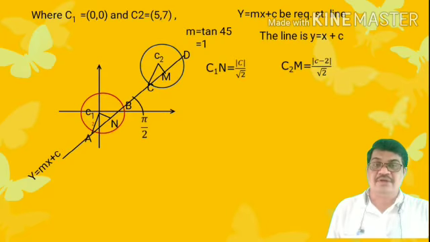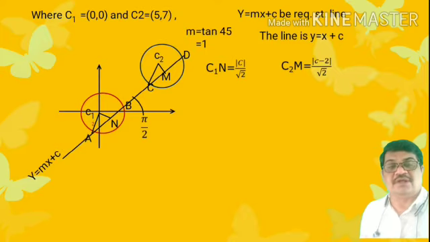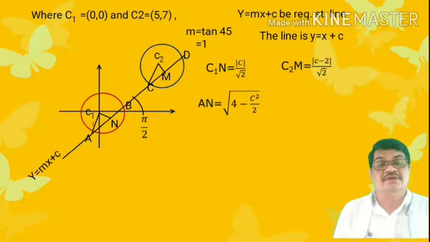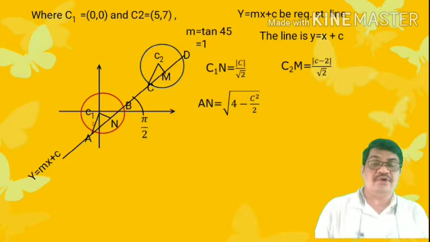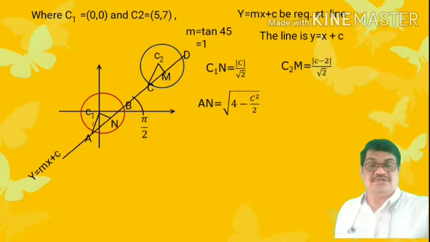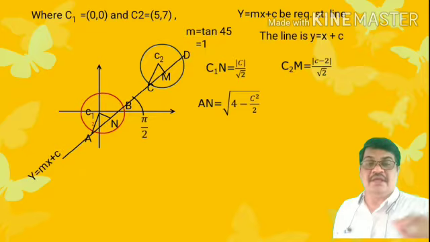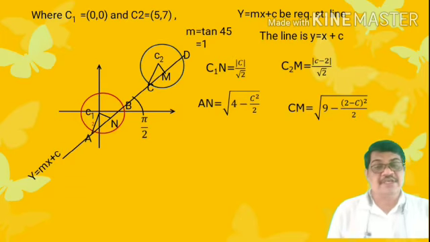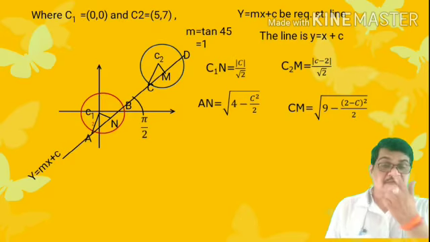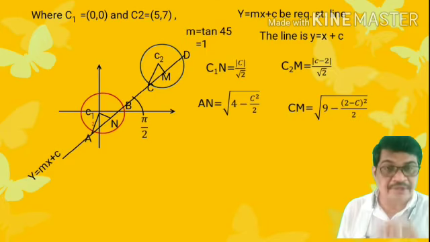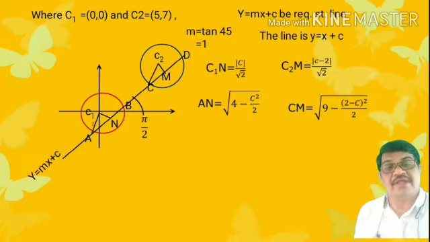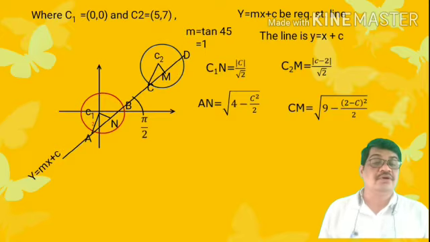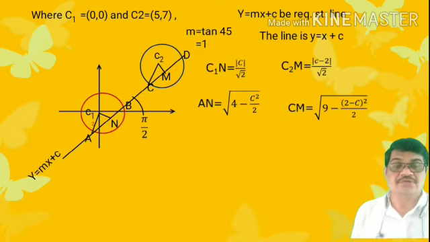Now we have found C1N and C2M. These are the lengths. Now from the triangle C1AN, AN is equal to square root of 4 minus c square by 2. That is from the right angle property, we find the AN distance. Similarly, from the triangle C2CM we find CM. Here CM is equal to square root of 9 minus (2 minus c) whole square by 2.